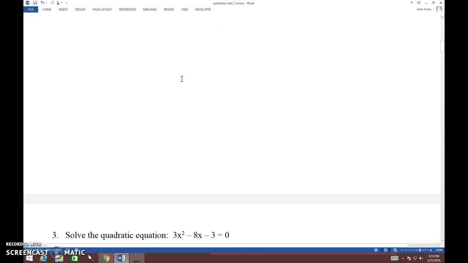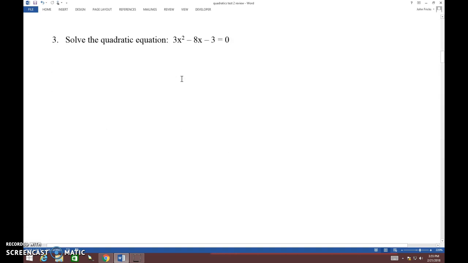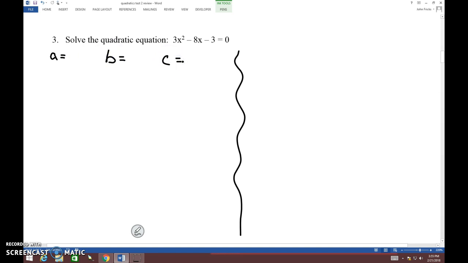Moving on to number 3. Number 3 moved from factoring into solving. Now, understand, there are two ways to solve this problem, and we'll work both of them out up here. The first way to solve this problem is to actually factor by solving. So, same concept as the last problem. We want to label a, b, and c. And here a is equal to 3, b is equal to negative 8, and c is equal to negative 3.